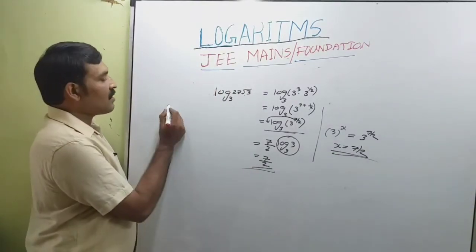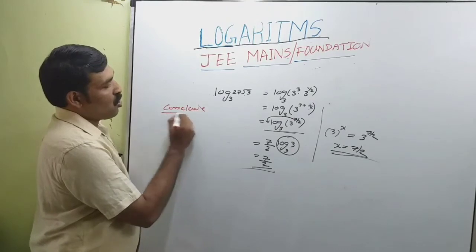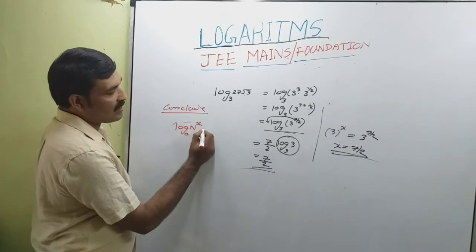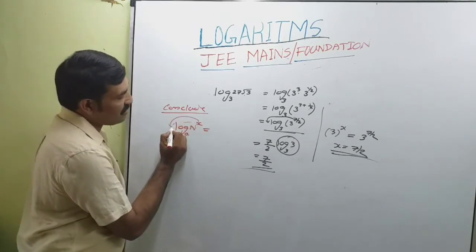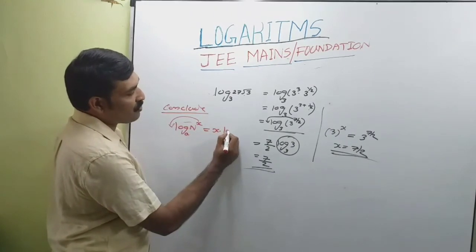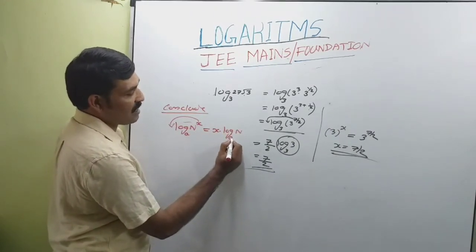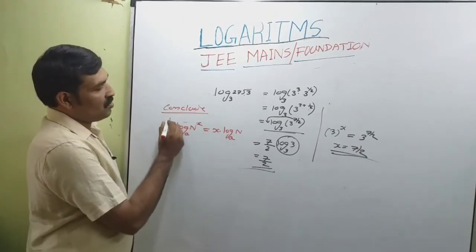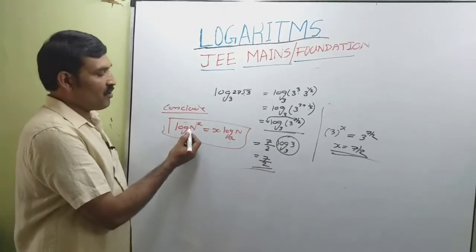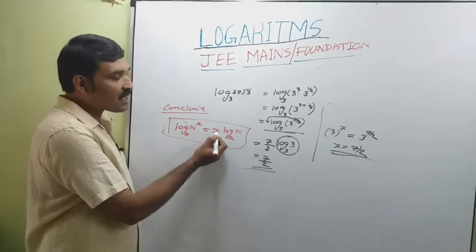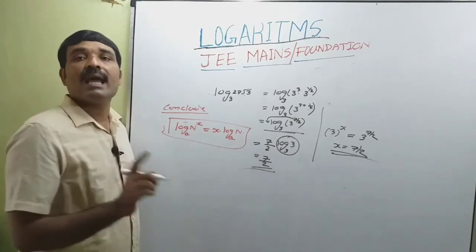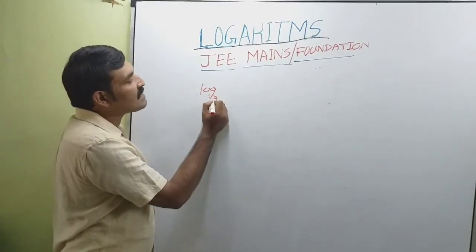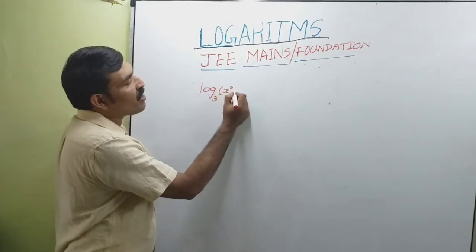So we can conclude: log of n raised to x to the base a, this x is jumped to here, that means x into log n to the base a. This is an important property. So we can write log of n raised to x to the base a is equal to x into log n to the base a.